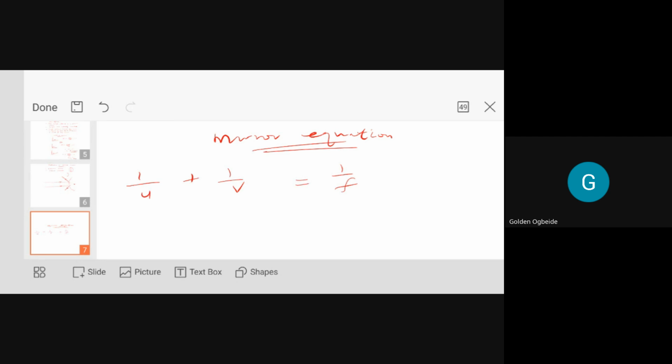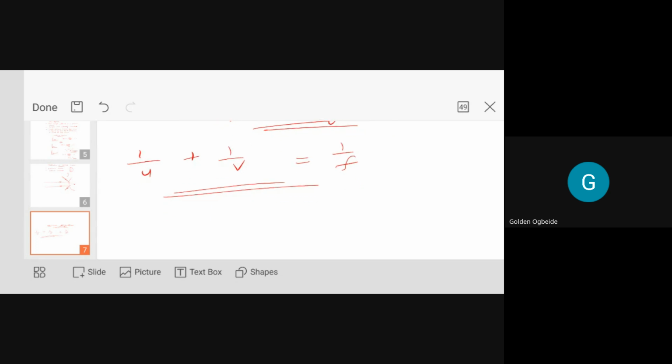So the inverse of the object distance, which is 1 over u, plus the inverse of the image distance, which is 1 over v, is going to be equal to the inverse of the what? Focal length. So this is called the mirror equation, and with this, we can calculate problems involving mirrors. And don't forget that the focal length f is equal to the radius of curvature divided by 2. Sometimes you might not be given the focal length, but if they give you the radius of curvature, if you divide it by 2, then you get the focal length.